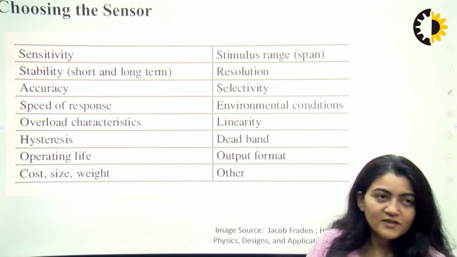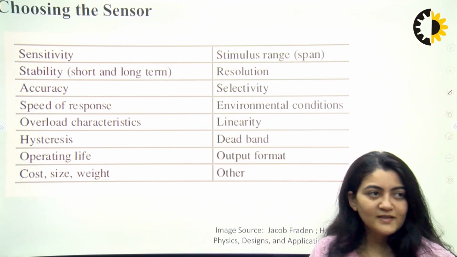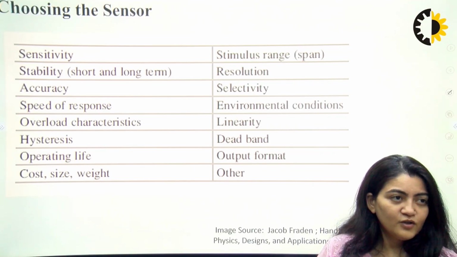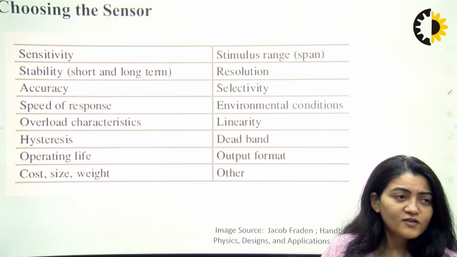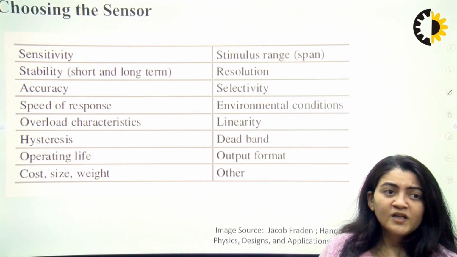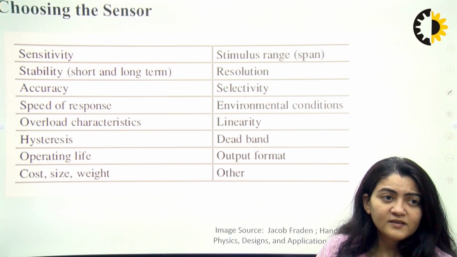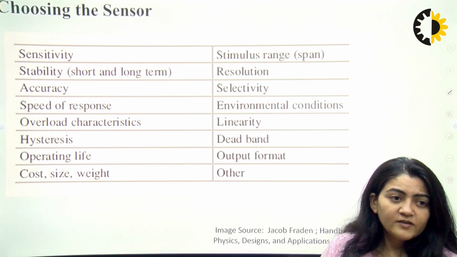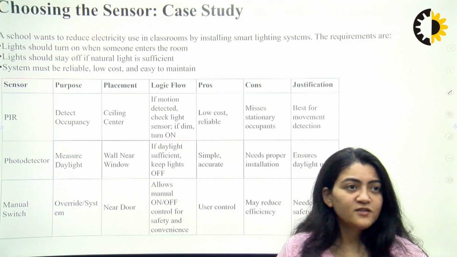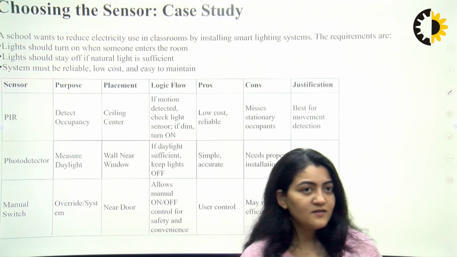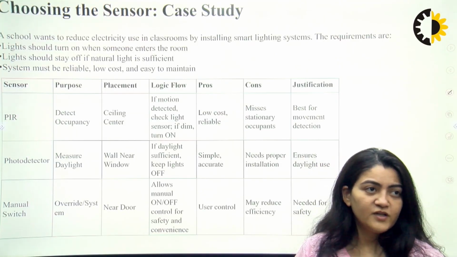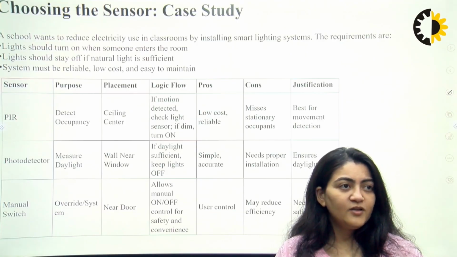Then, how to choose a sensor. You need to know the sensitivity, stability, accuracy, speed of response, overload characteristic, hysteresis, operating life, cost, size, weight, stimulus range, resolution, selectivity, environmental condition, how linear it is, whether a dead band is there, output format, and others for choosing the sensor. For example, a school wants to reduce electricity use in a classroom by installing a smart light system. The requirements are: light should turn on when someone enters the room, light should stay off if natural light is sufficient, and the system must be reliable, low cost, and easy to maintain.